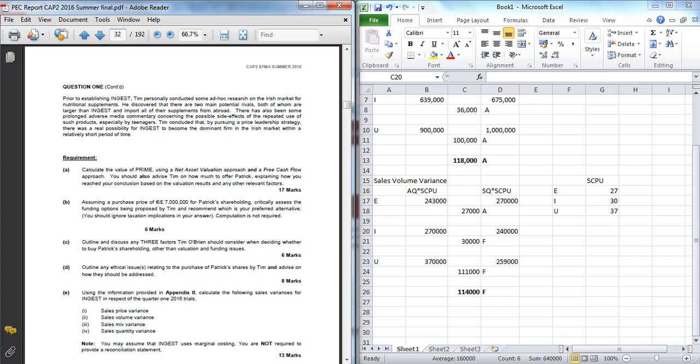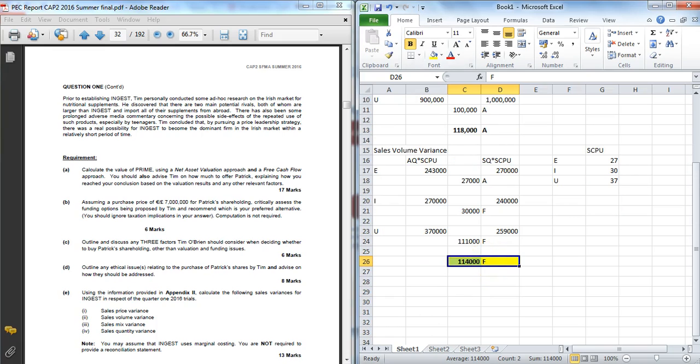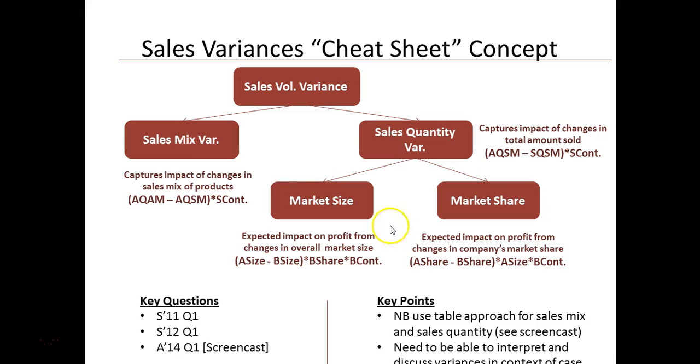Alright, so looking back at the requirement, that is the first two, sales price and sales volume. And now we want to split this sales volume variance, which is 114 favourable, into, based on here, sales mix. So what was the part of the sales volume variance due to selling different mix of products? So did we sell more Ego compared to Yugo than expected? And the sales quantity variance. And this really captures the change of the actual level of units. Did you just sell more units or less units than expected?